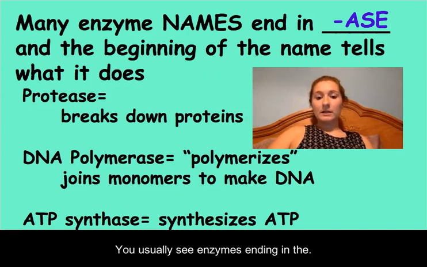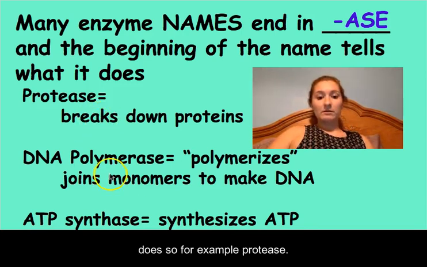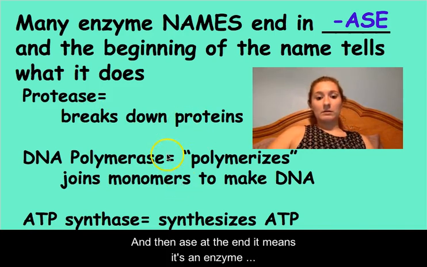You will usually see enzymes ending in the names. They will end in ASE, and that's A-C-E. The beginning of their names will tell you what the enzyme does. So for example, protease: the beginning sounds like protein, and then ASE at the end means it's an enzyme.